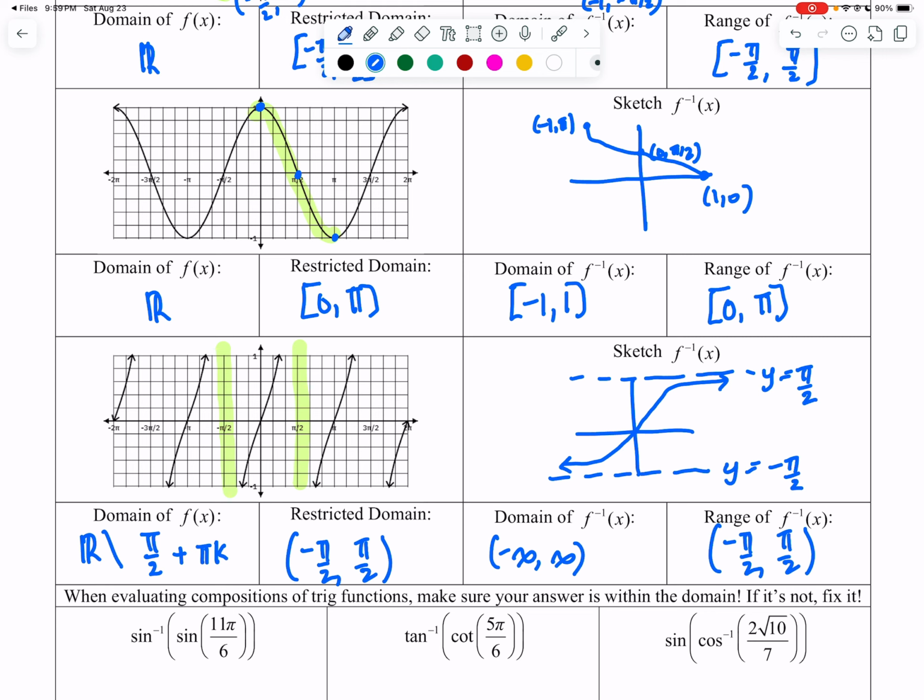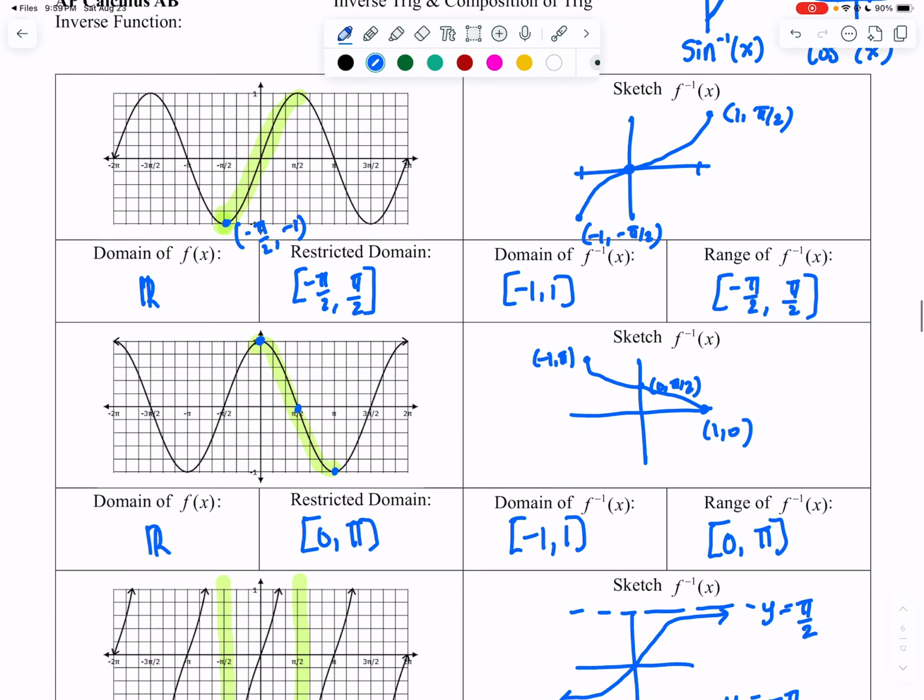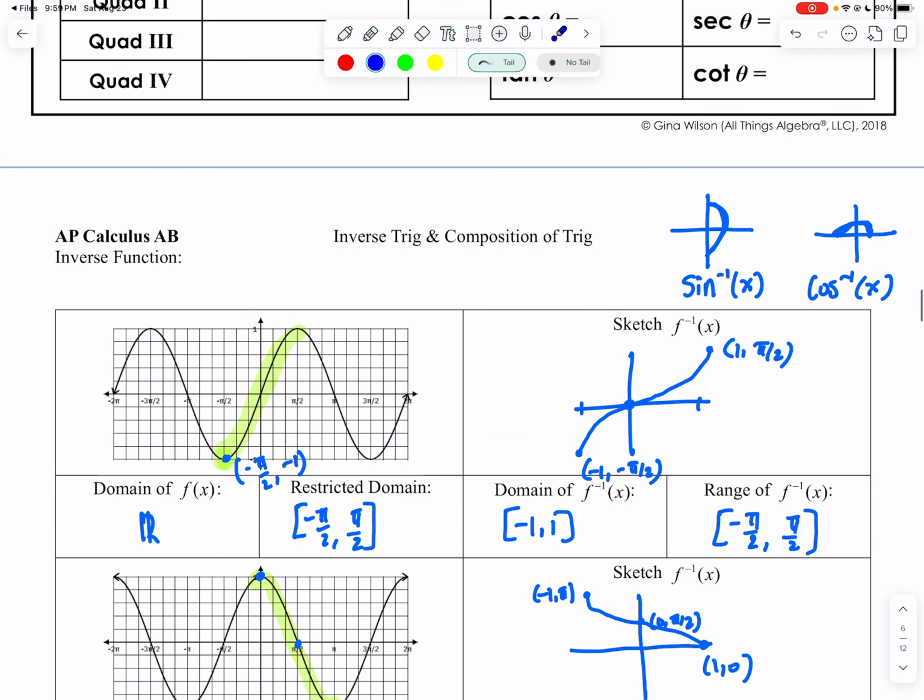All right, so whenever we are looking at compositions of trig functions, you want to make sure, especially for your inverse functions, that your answer is in the principal range here. So remember, for inverse sine, your answer should be in quadrants 1 or 4. For inverse cosine, your answer should be in quadrants 1 or 2.